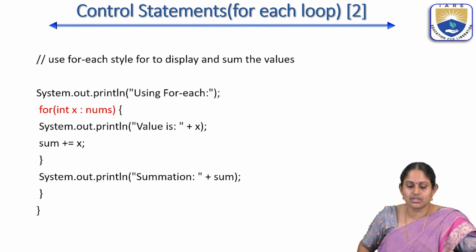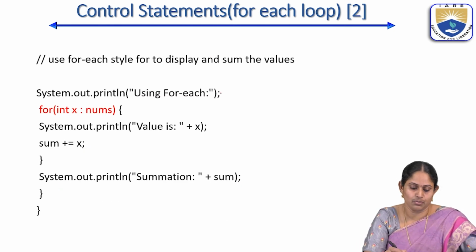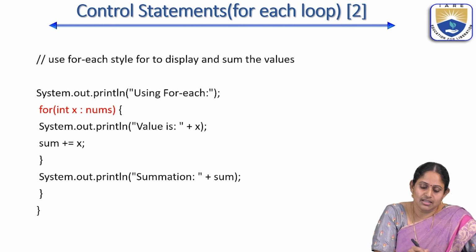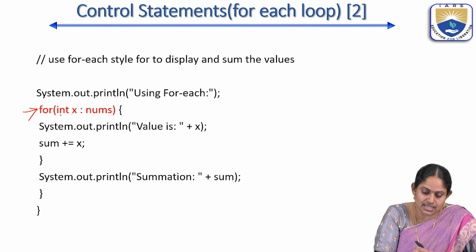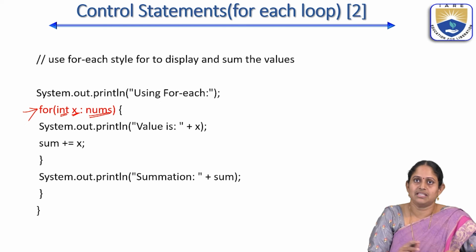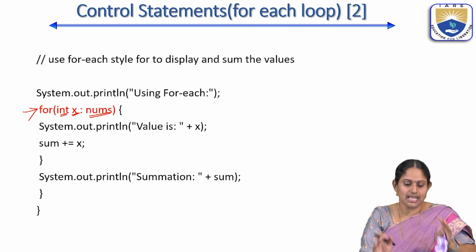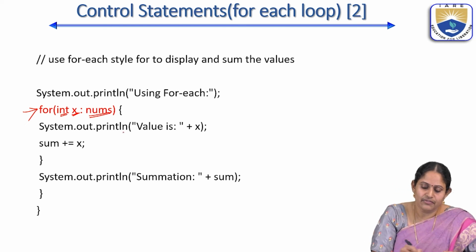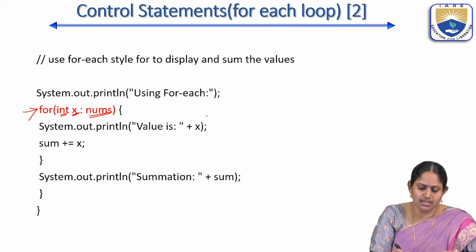Now let's look into the usage of the for each loop. This is how we declare the loop. int is the type of the array elements, x is the iterator variable, and we are using the collection nums, the array. From the array we have to retrieve the values. So what you get, the value is x.